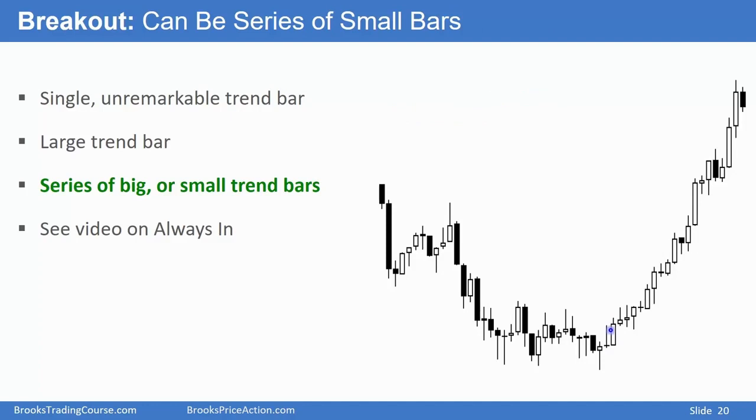Sometimes a single bull trend bar can be the start of a trend, and then sometimes a series of bull trend bars can be the start of a trend. Look at this. From this bar to that bar, no pullback. So it's about a 10-bar bull microchannel.